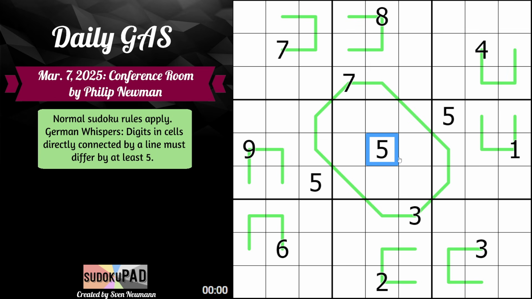5 is a special digit on German whisper lines because 5, when differed by at least 5, gives you 0 on the low end and 10 on the high end. So what happens is it splits the set of digits 1 to 9 into a set of low digits, which can go on the German whisper, and a set of high digits, which can go on a German whisper. Any low digit will map to one or more of the high digits when differed by at least 5, and the same is true vice versa.